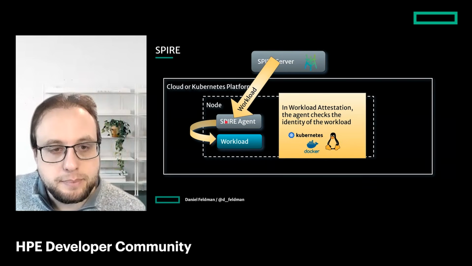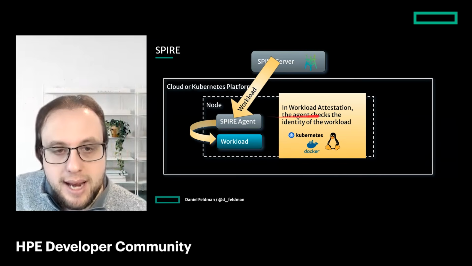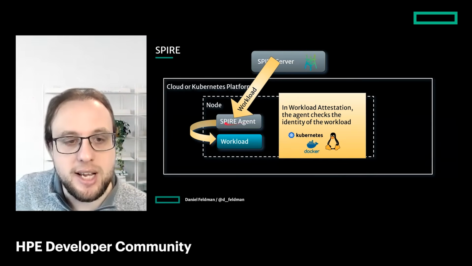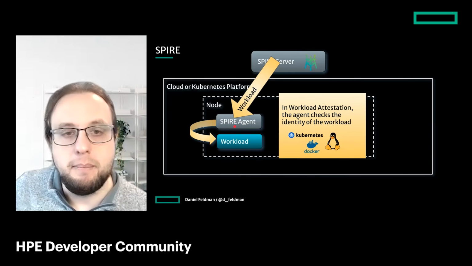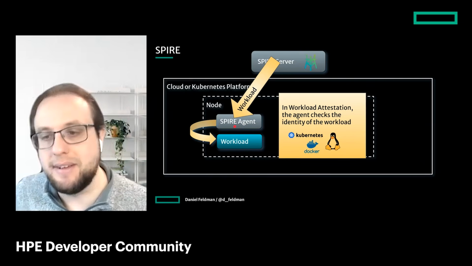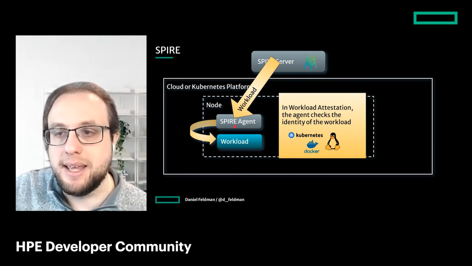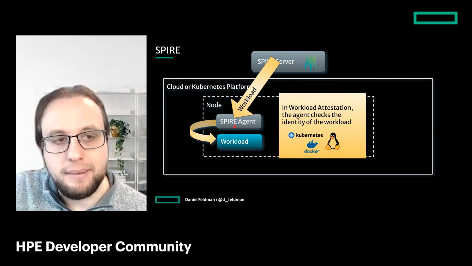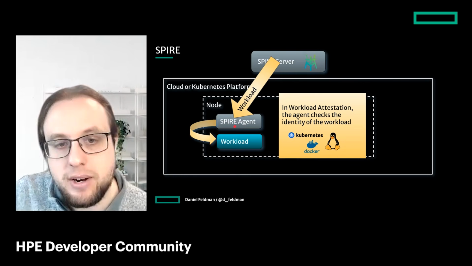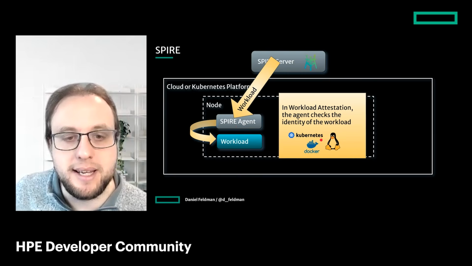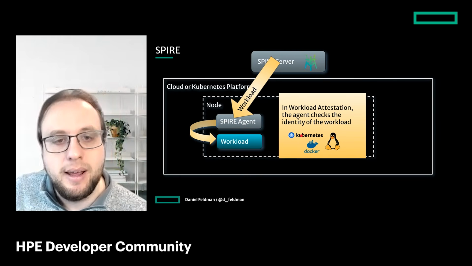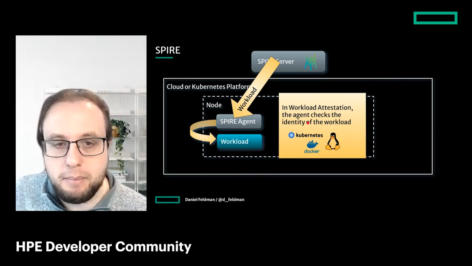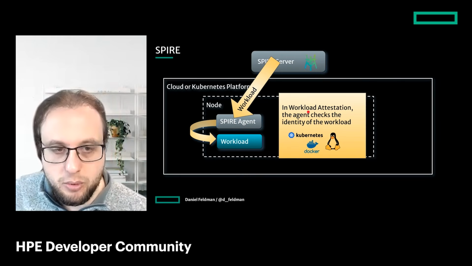And then in workload attestation, the agent checks the identity of the workload. In some ways this is a lot simpler, because if it has a process ID, it can find the binary of that process. If it's running in Kubernetes, it can find the pod and find the service account that it's running under. There's actually a lot less flexibility for how the workload attestation part works.